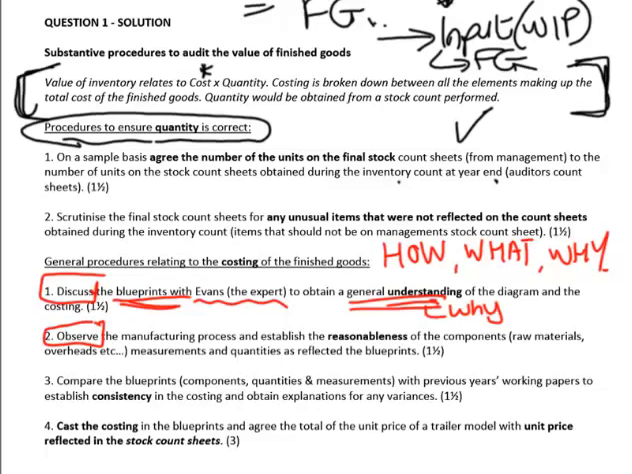Okay, full sentence once again. Observing, what are we observing? The manufacturing process. And why? Because we want to establish the reasonableness of the components. Okay, once again, full sentence. So I'm hoping you're seeing the trend here, and when you're practicing questions, you're practicing these techniques. Okay, we want to make sure you get full marks here.